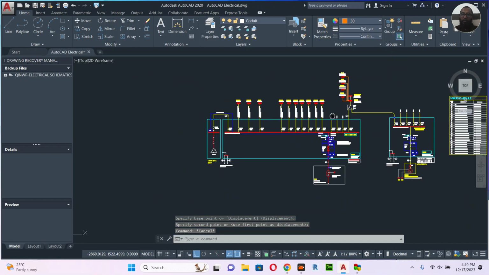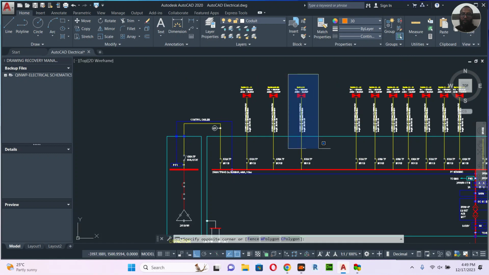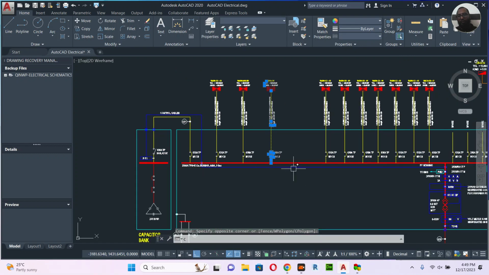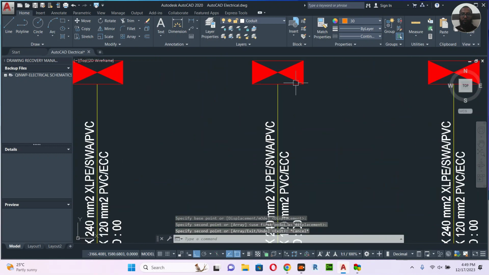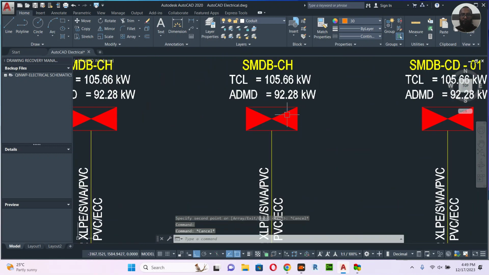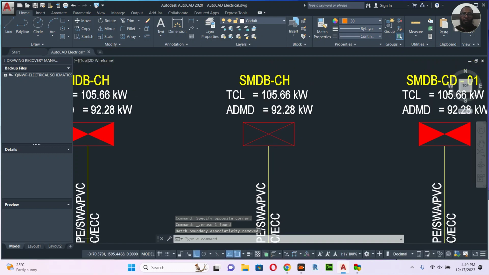So this one will have power also. At the same time there will be another SMDB, not SMDB, actually it is MCC panel. I want to tell you something about MCC panel. So let's do REC. No, let's break this one. So we will consider like this, as MCCCH.